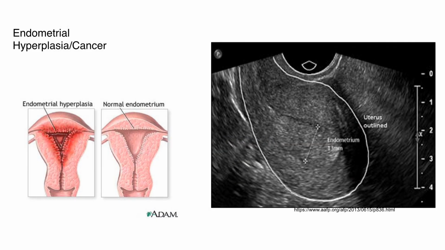So if you're close to reaching menopause but still have an occasional vaginal bleeding, the average endometrial strip is less than 5 millimeters thick. In this patient on the right, you can see that it's 13 millimeters. The image on the left shows what it can look like.